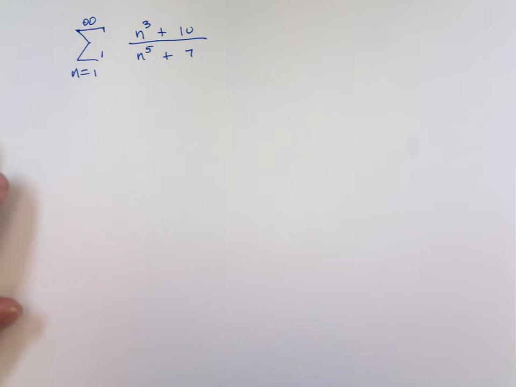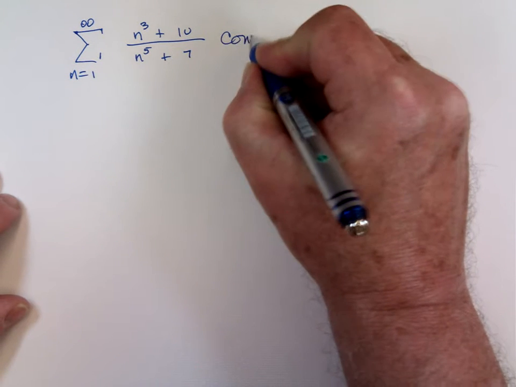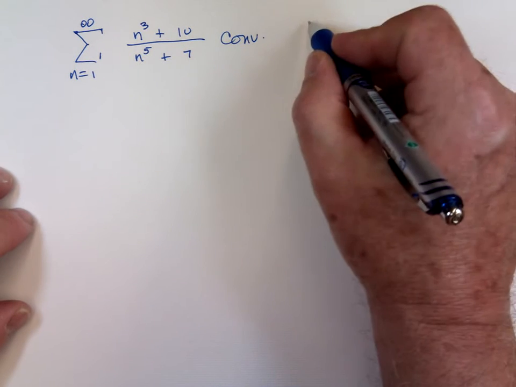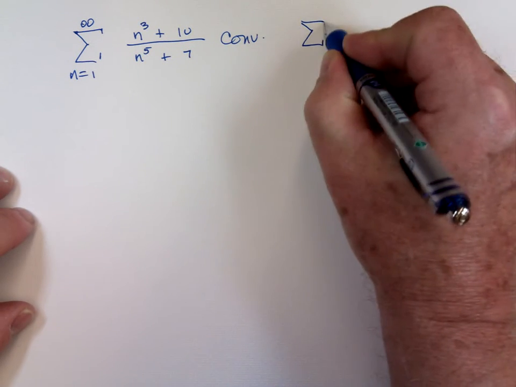It converges because the difference in the degrees is 2. As long as the difference in degrees, denominator minus numerator, is greater than 1, it will converge. Otherwise, it will diverge. It's the difference in degrees. So you can do tons of series, and they don't even have to be polynomials to use that. Fractional things will work too, even though they're not polynomials.